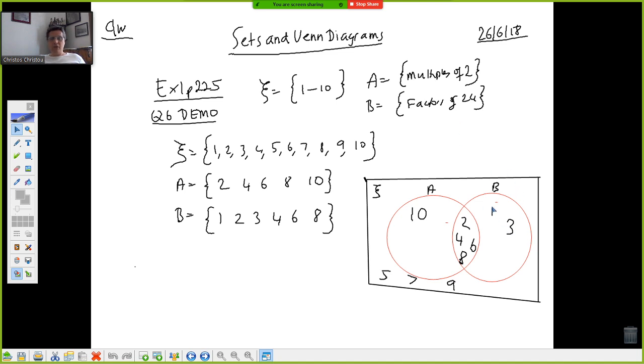Set B then: we've got 2, 4, 6 and 8 as factors of 24. We also have 1 and 3 as factors of 24, but they are not even numbers, so they will not go in the intersection. So 10 alone, 2, 4, 6, 8 shared, multiples of 2 and factors of 24, and 1 and 3 specifically factors of 24. Are there any leftovers? Yes, 5 is part of the universe. It's neither a multiple of 2 nor a factor of 24. Same with 7. Same with 9.